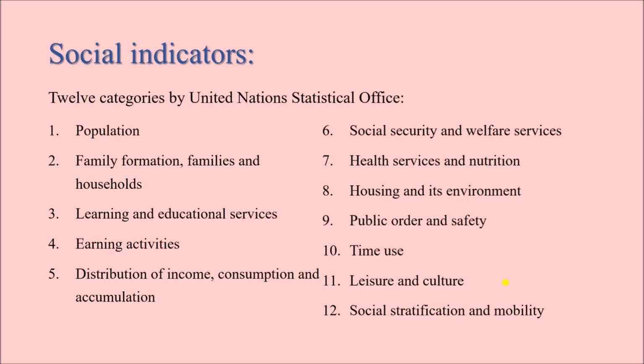Last one is the social indicators. There are a lot of indicators which tell us about the social status. For example, United Nations Statistical Office has given 12 categories as social indicators. For example, population, family formation and families and households, learning and educational services, earning activities, distribution of income, consumption and accumulation, social security and welfare services, health services and nutrition, housing and its environment, public order and safety, time use, leisure and culture, social stratification and mobility. So all these are indicators of social status of the community.